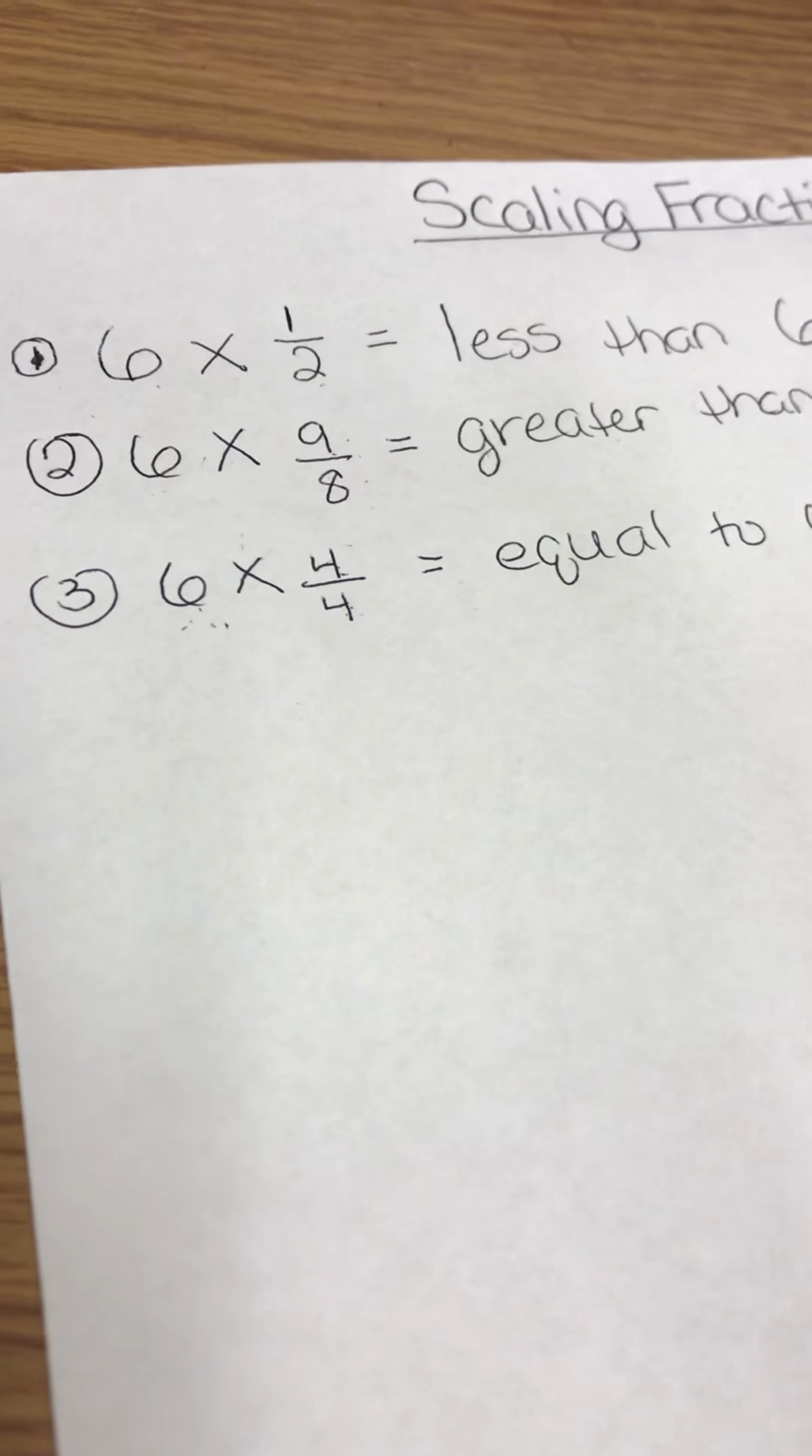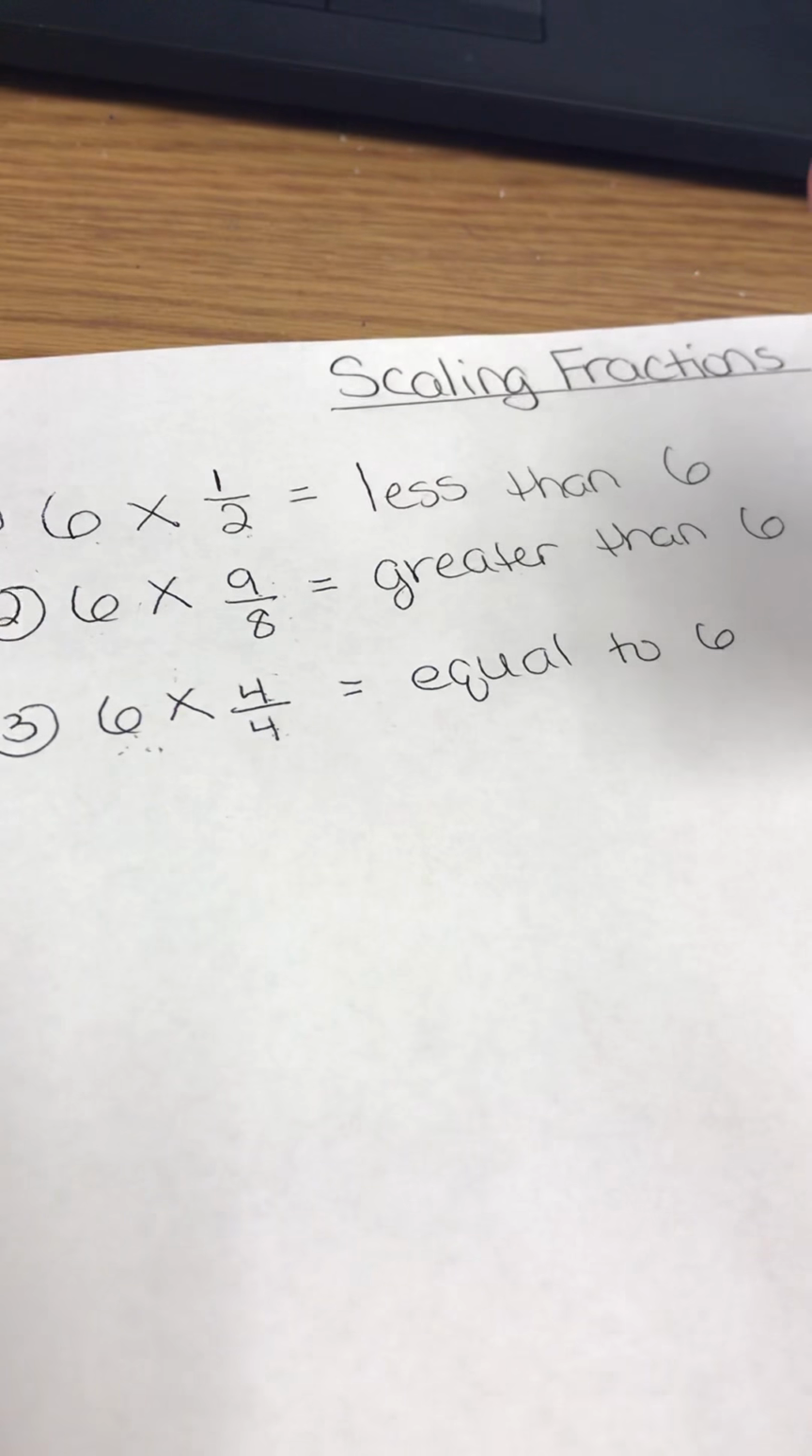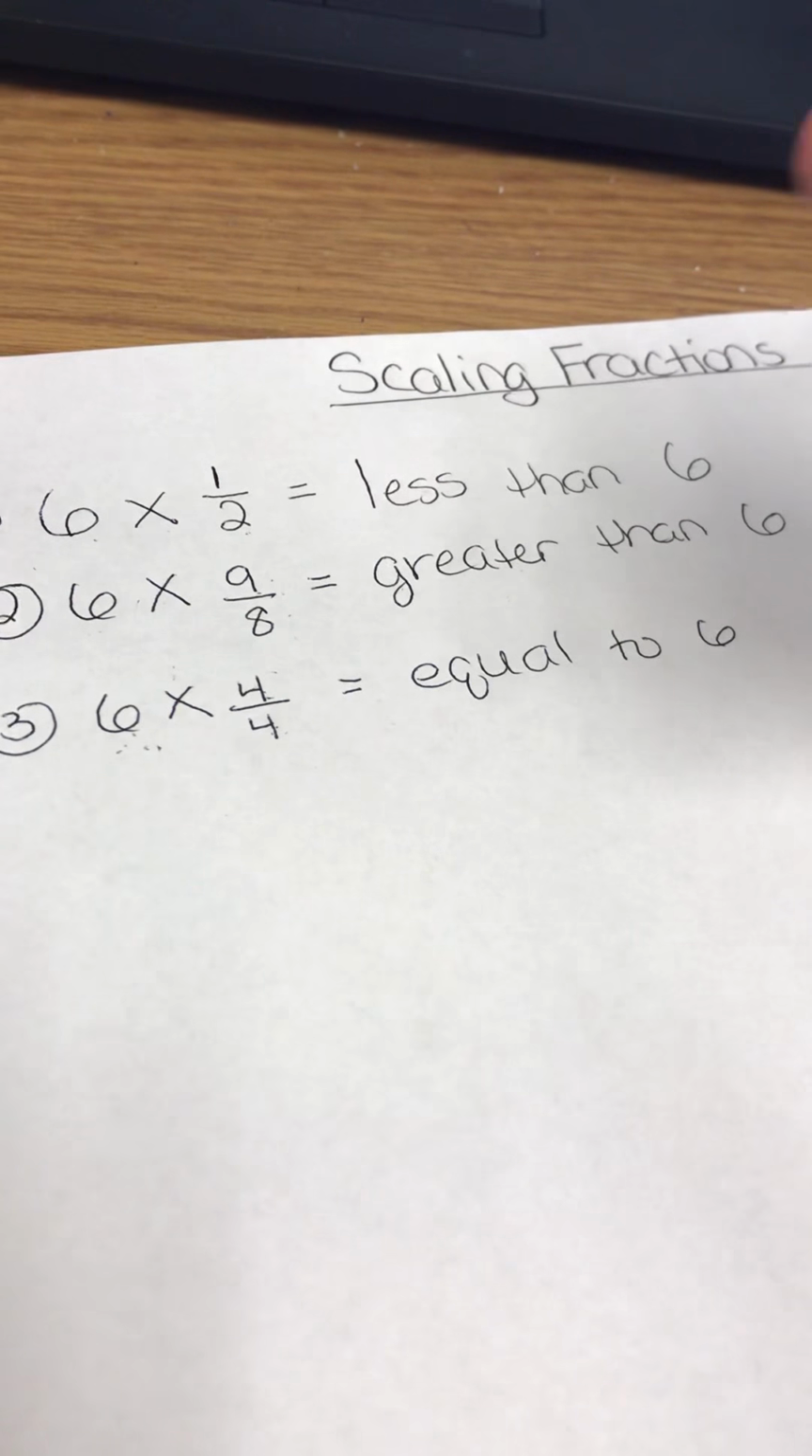Now, the purpose of being able to predict whether your answers will be greater than, less than, or equal to is just being able to check for reasonableness when you are finding your exact answer. So, for example, if I were to multiply 6 times 1/2 and I were to make a miscalculation and get an answer of 7, I would know that that's not a reasonable product because my answer should be less than 6. So it just allows us to check for that reasonableness to see if our answer could be correct.